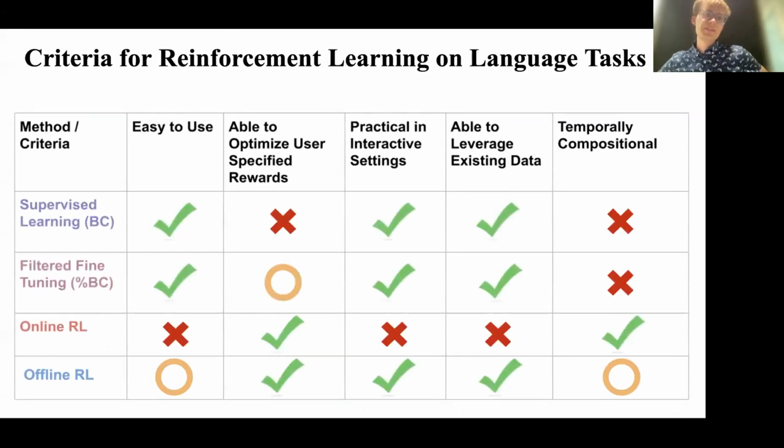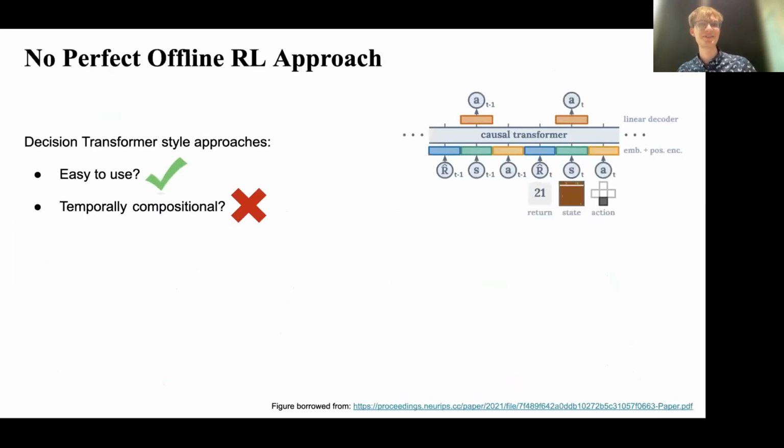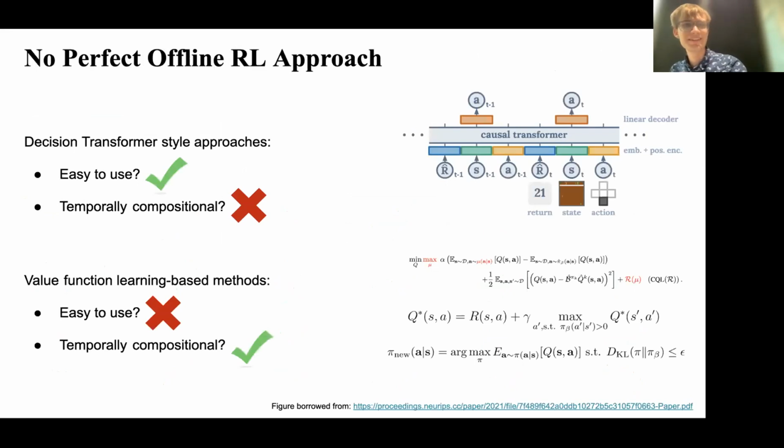So looking at this, we see that offline RL seems like a good idea because it's practical for these interactive settings that we might care about. We're able to soak up all of the existing language data that we might have. We can optimize any utility function we give it, but there are two big question marks. We have these two approaches to offline RL. One is easy to use, but not as powerful of a utility optimizer. The other is a bit harder to use, but a more powerful utility optimizer. So, this is a bit of a dilemma.